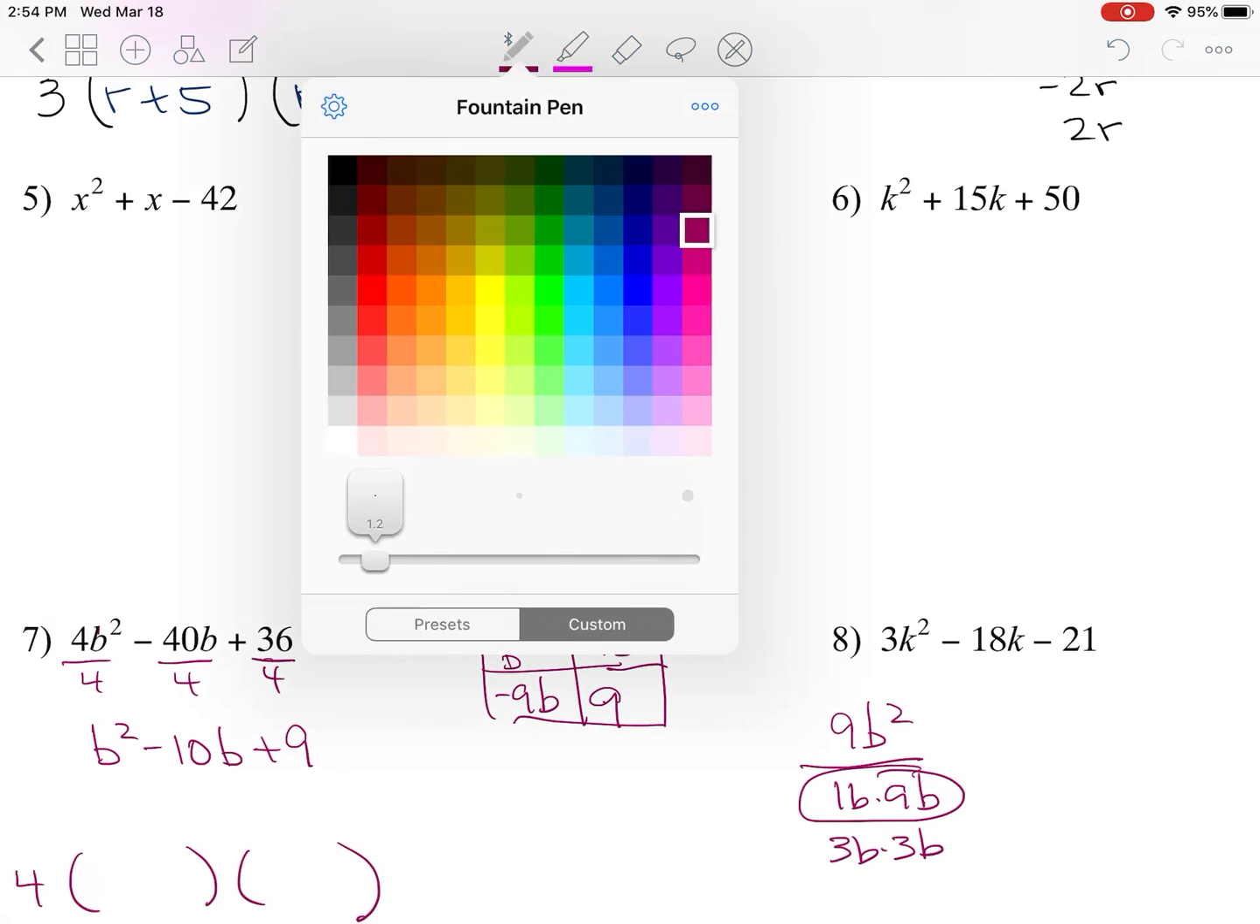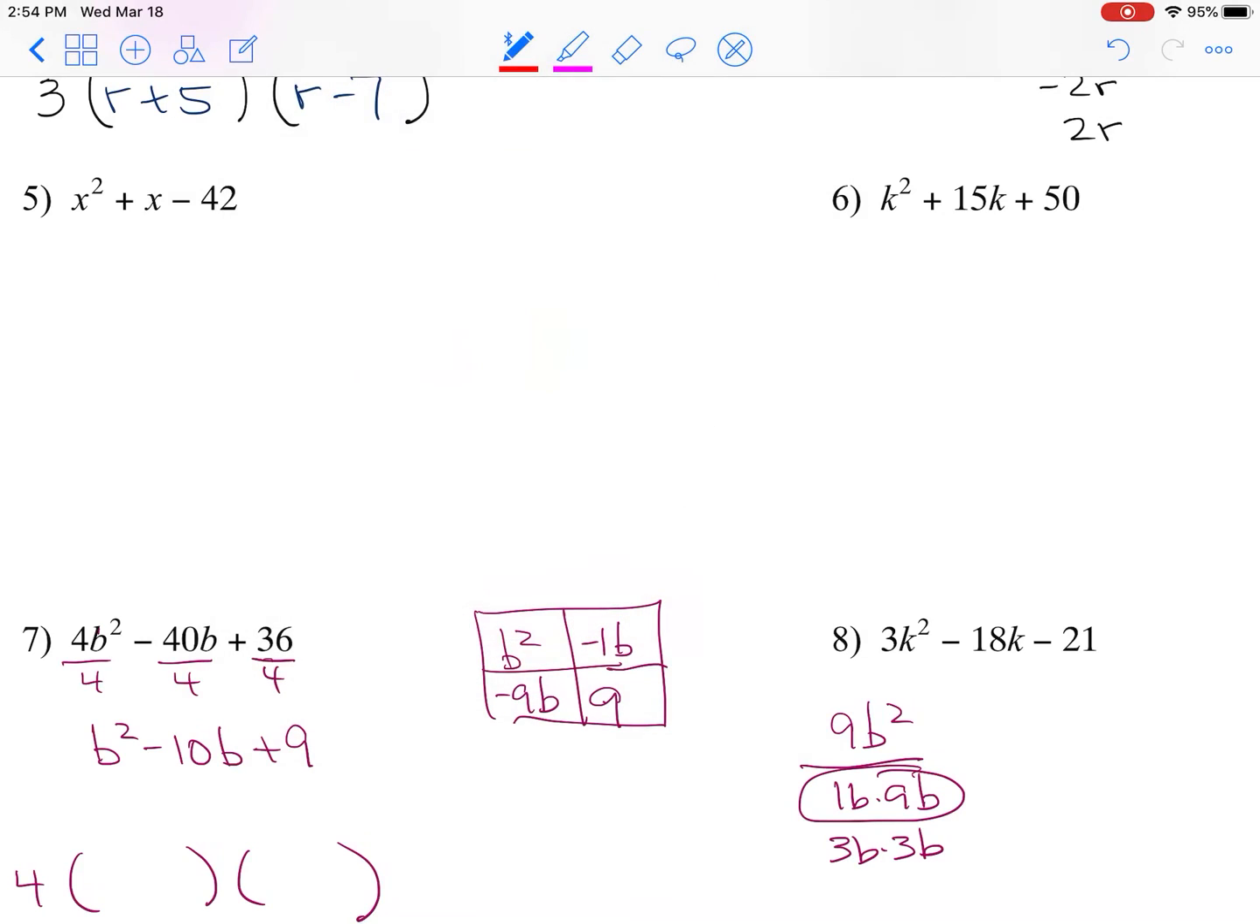Then do my greatest common factor as before. So I have common factor of b here, 9 here. The b needs to be positive because this box is positive. The 9 needs to be negative because this box is negative. So b minus 9. And then going this way, we're going to have common factors of b and minus 1. Hope that makes sense.